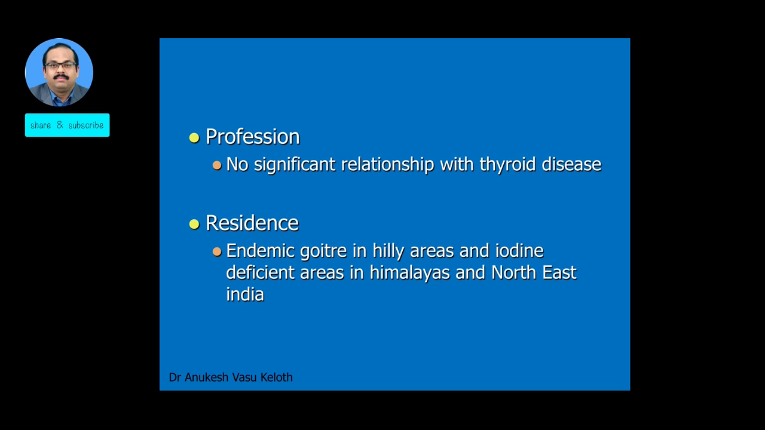Regarding the residence, certain areas are known for endemic goiter: hilly areas, iodine deficient areas. In India, it mainly includes the Himalayas, northeast India, and a few places in Tamil Nadu, Karnataka, and Maharashtra, which are known to be iodine deficient. So goiter is more frequently seen in such areas.